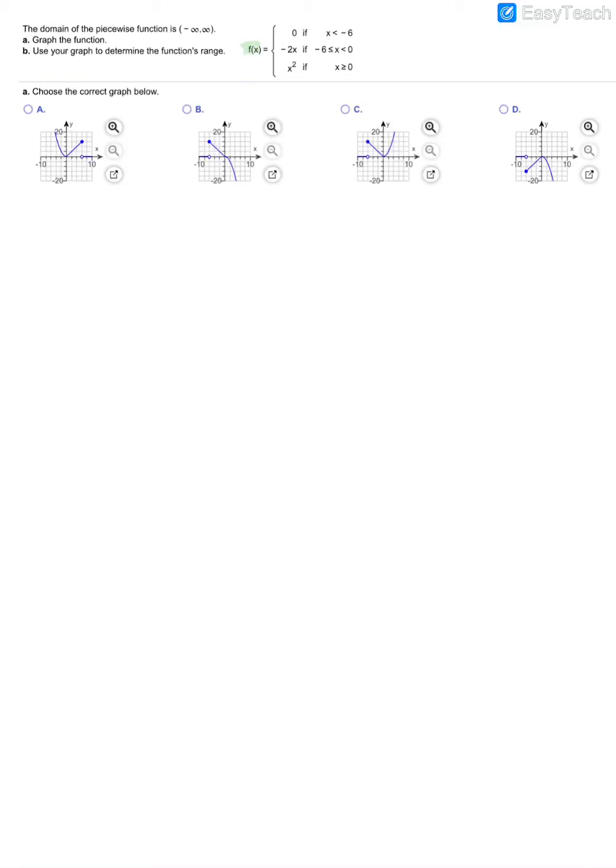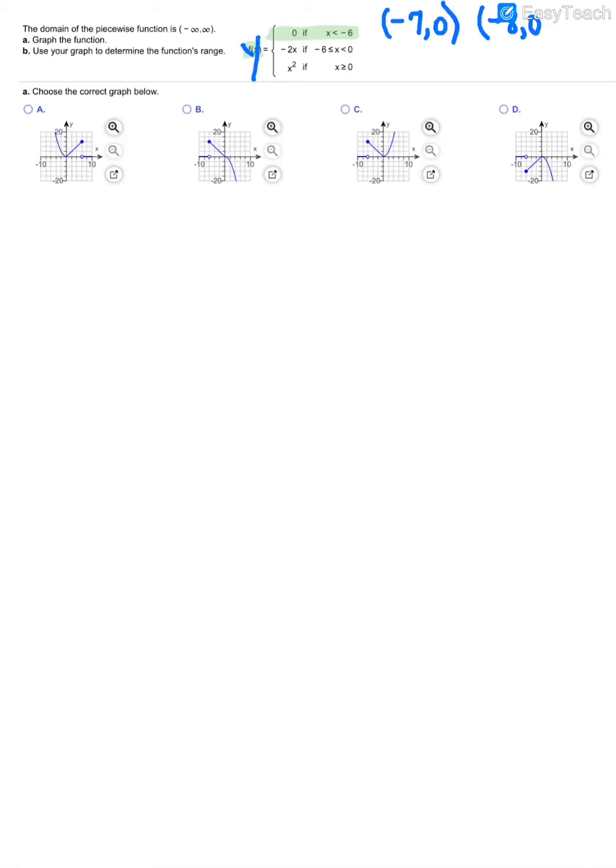They're all defined in terms of your f of x. And on this first piece, it's telling us f of x is equal to 0 if your x is less than negative 6. Now, remember, f of x just represents the y value. So what the first piece is telling us is that if we look at certain ordered pairs where x is less than negative 6, so for example, negative 7 would be less than negative 6, that's telling you the y value would be 0.